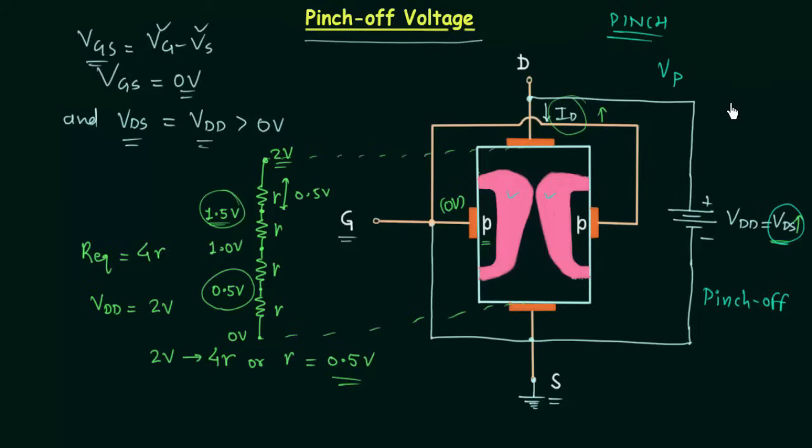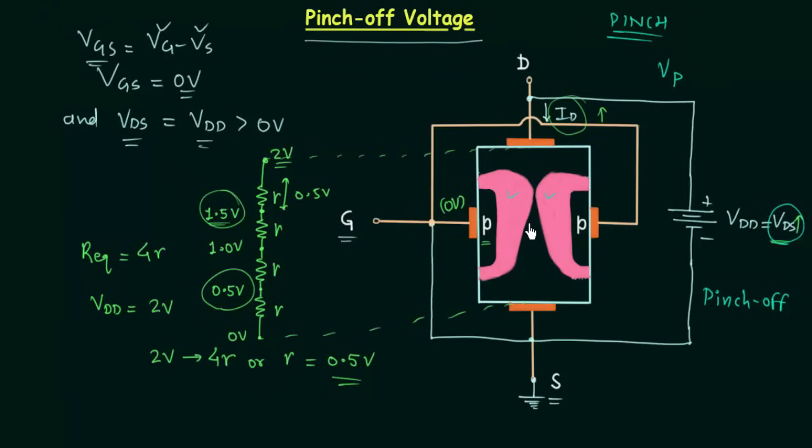From the word pinch off, it seems current ID is pinched off between the two depletion regions and reduced to 0 amps. But it is not true. In reality, the two depletion regions will never touch each other. The channel is still there, but the width is very small, and because of this reason, the current density will increase. Now, what is the reason because of which these two depletion regions are not touching each other?